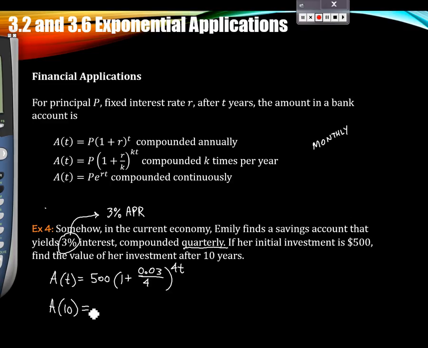Well, that was just an example. You're right. But no, in the problem it says quarterly, so we'll go with that. And it should have said 3% APR in the problem. I apologize. That wasn't very clear, actually.